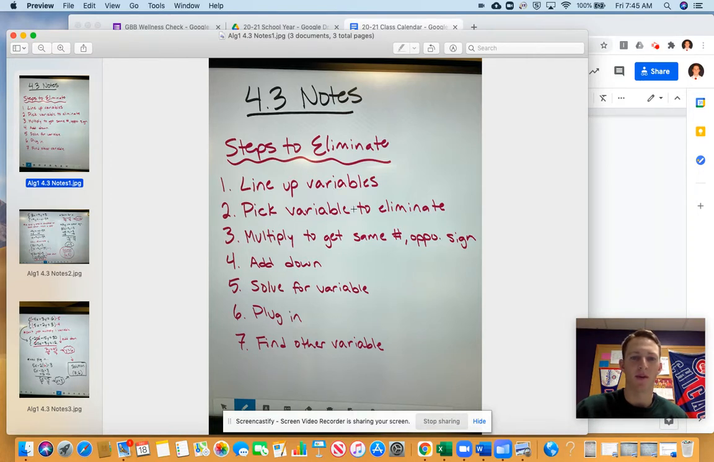We're going to pick a variable to eliminate. We might have to multiply to get the same coefficient, but the opposite sign on either the x's or the y's. Then we're going to add down. That's the elimination part. We're going to solve for a variable. Then we're going to plug it back into the other equation and find the other variable. So we have those 2 points.